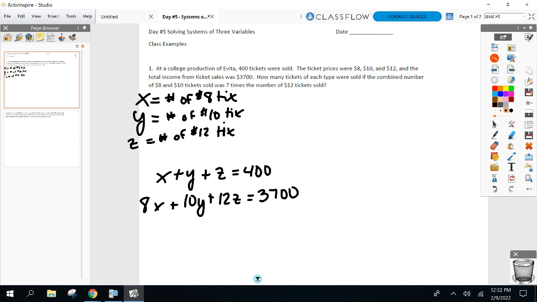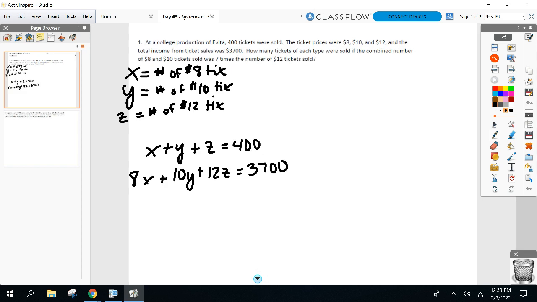Okay, now here is where it starts getting a little more complicated. The third equation. Read the end of the problem. How many tickets of each type were sold if the combined number of $8 and $10 sold was the same as 7 times the $12? Wow. Well, let's take this a little bit slower. The combined number of $8 and $10 tickets. What'd you call your $8 tickets? And what'd you call your $10 tickets?